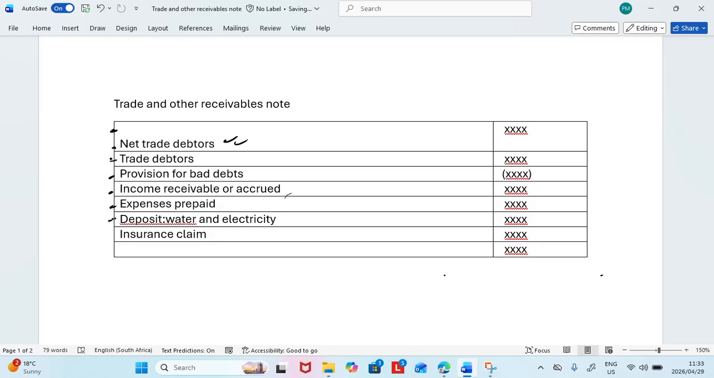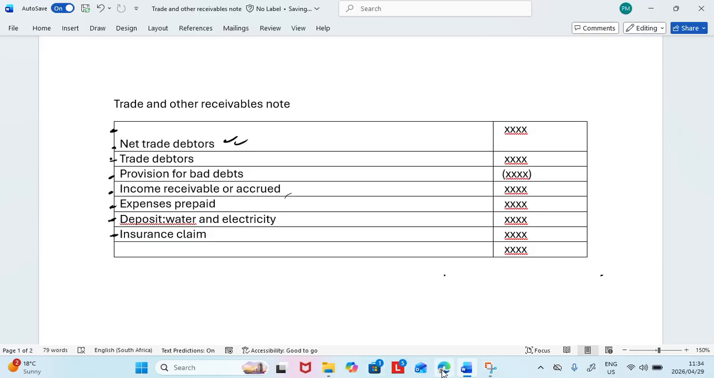You add deposit, if we have any deposit that we are claiming from the municipality, deposit for water and electricity. Insurance claim, if we have any insurance that we have claimed and it was approved by the insurance company, you also add. Okay, so for grade 12, mostly, guys, you're not going to be required to prepare the trade and other receivables note and trade and other payables note. They assume that you are familiar with the structure of these two notes.